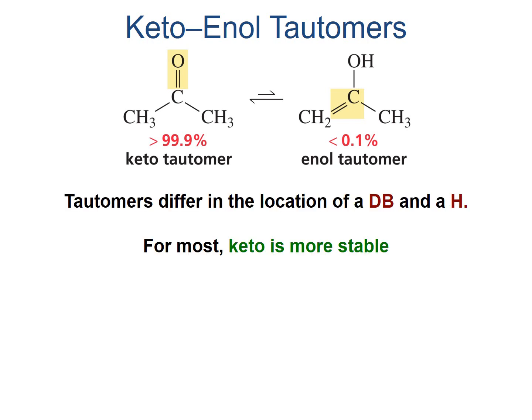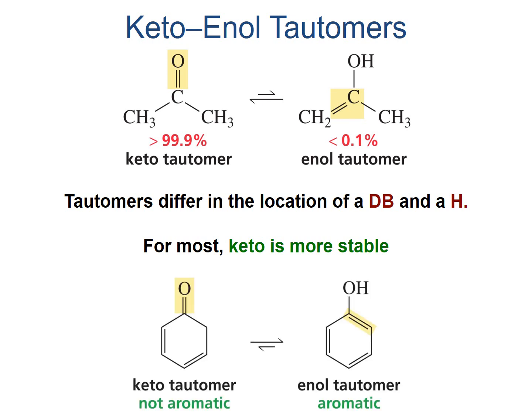So these are going to be different in the location of where the double bond is. For most forms, the keto is going to be more stable, having the double bond to the oxygen. There are some exceptions. If you look at this one here, you actually have the enol form gaining aromaticity, so this is being pushed towards the enol form, somewhat of a rarity.